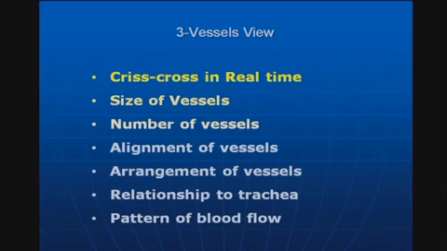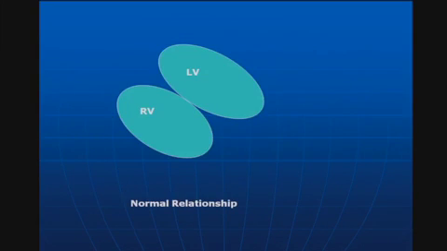Why do we do this? Well, we want to see the crisscross relationship to make sure we don't have transposition, we don't have double outlet. We want to look at the size of those vessels. So if you have a hypoplastic left heart, you're going to have a small aorta. You're going to look at the number of vessels, etc. Then you're going to look at arrangement of the vessels, alignment, etc., etc. And then in color flow, you can look at the pattern of flow.